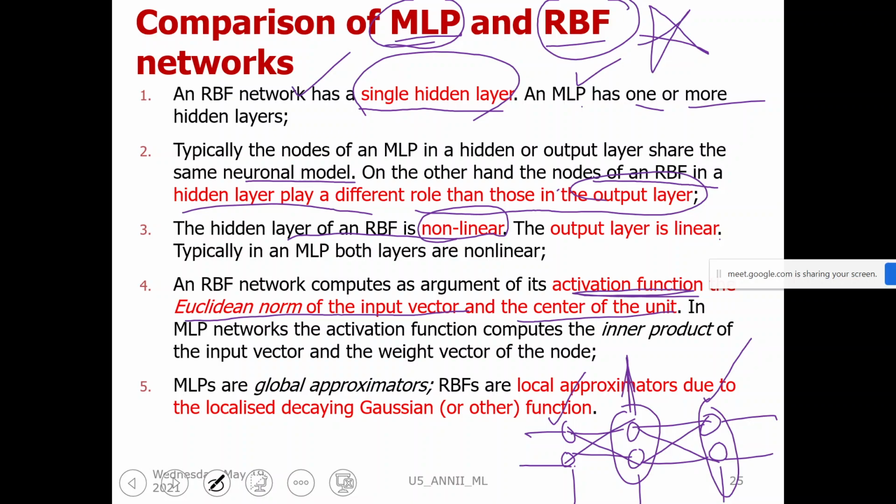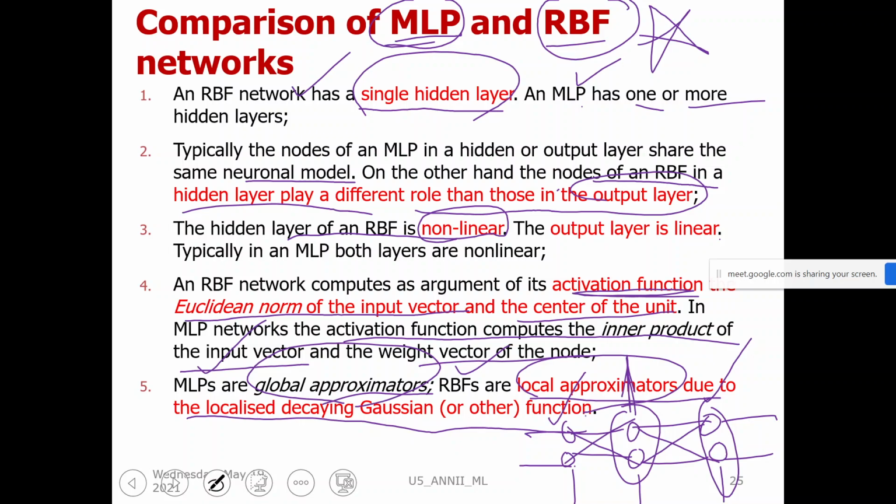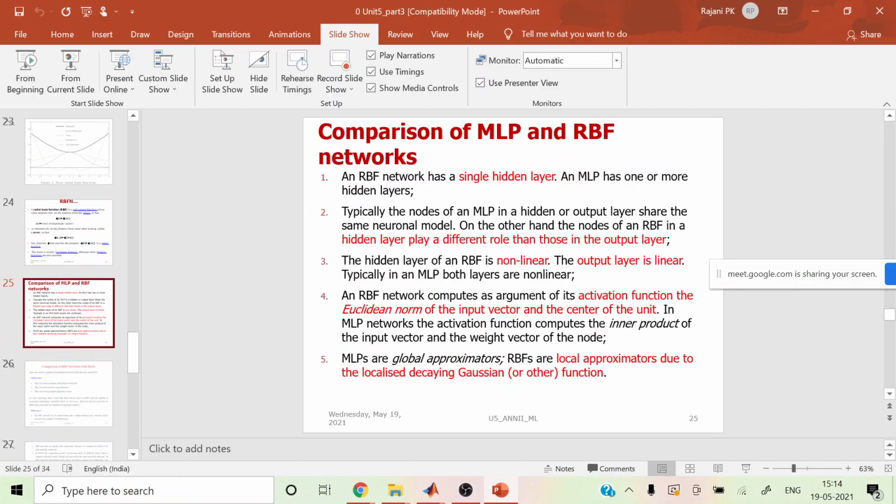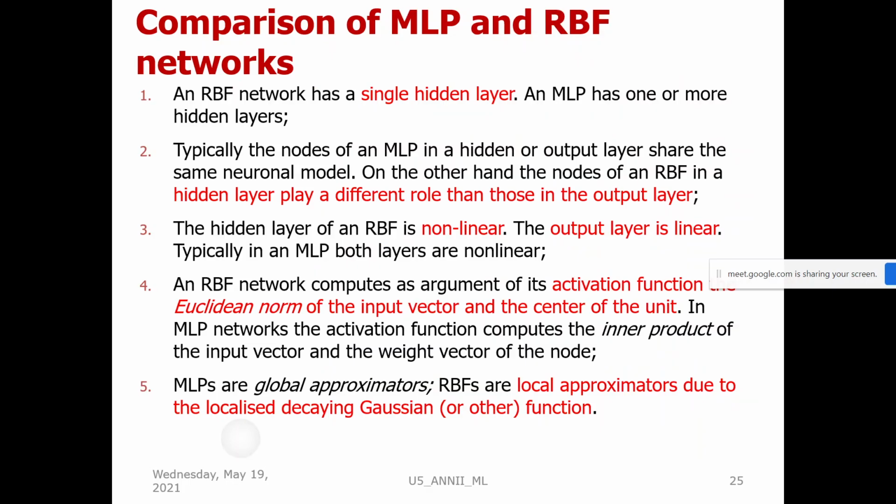In an MLP network, the activation function computes the inner product of the input vector and the weight vector. That is another major difference. Then the fifth one: MLPs are global approximators, whereas RBFs are local approximators due to the localized decaying Gaussian function. So if we need local approximation, we will go for RBF, whereas for global approximation, we will go for MLP. This is what you should know, the basic comparison of MLP and RBF.